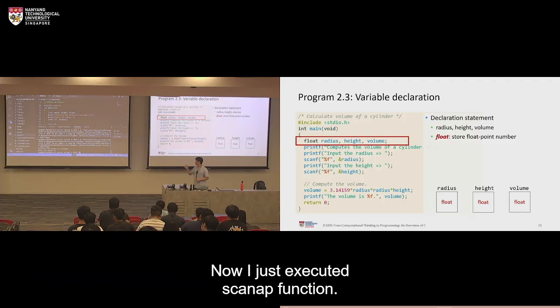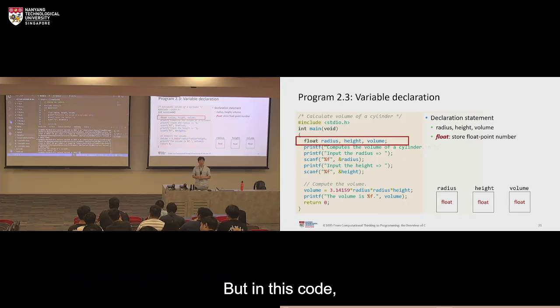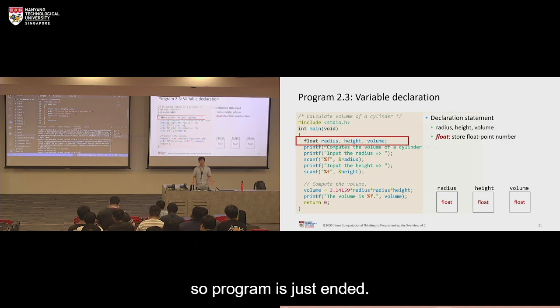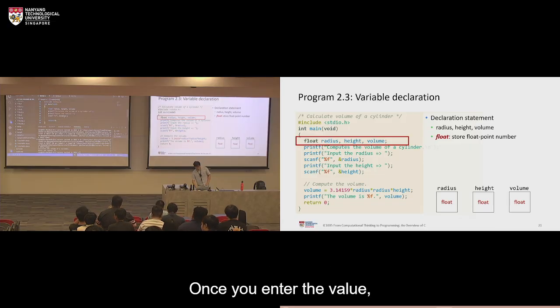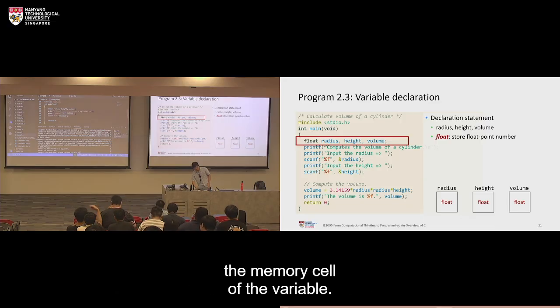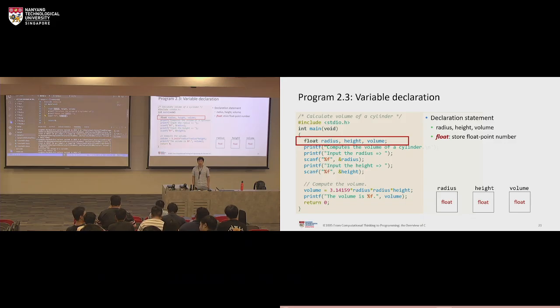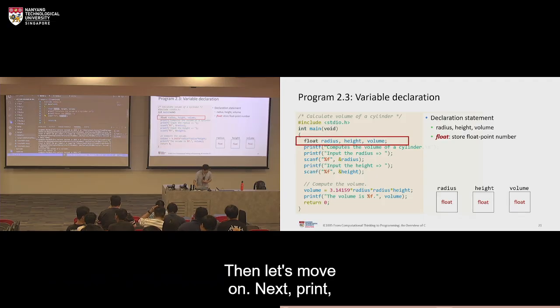Now I just executed the scanf function. But in this code, I don't have a next part, so the program just ended. This is how scanf works. Once you enter the value, this value is stored in the memory cell of the variable radius. Okay, then let's move on.